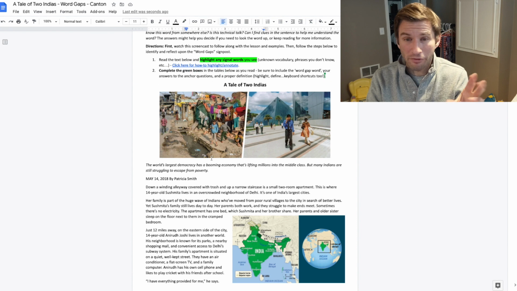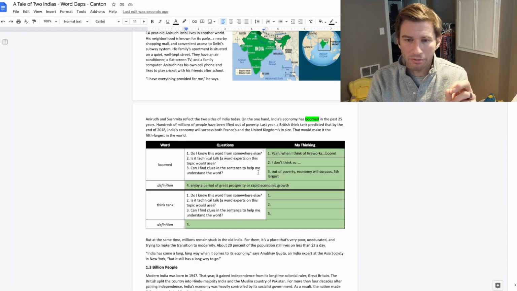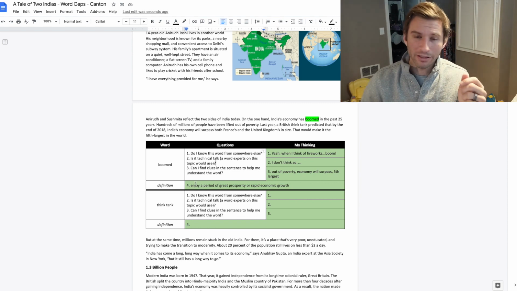I just want to go through that first example, but notice we read, we highlighted any unknown vocabulary phrases, and then after we highlighted them, we answered all three of our anchor questions. Do I know it from somewhere else? Is it technical talk? And can I find clues in the sentence to help me? And then we looked up a definition, but we looked up the definition after we thought to ourselves, what do we think the correct definition is?